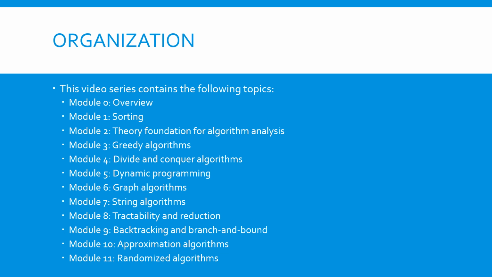In Modules 6 and 7, we will discuss algorithms for graphs and strings. Graph and string are two important data structures, and there are many important algorithms developed for them. Some of these algorithms cannot be simply classified as greedy, divide and conquer, or dynamic programming algorithms, but we think they are worth some discussion.